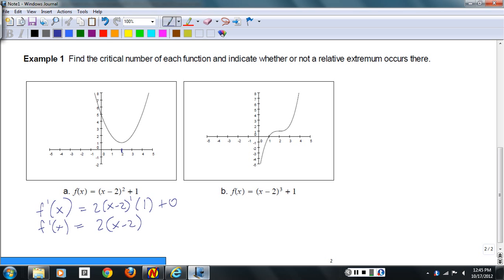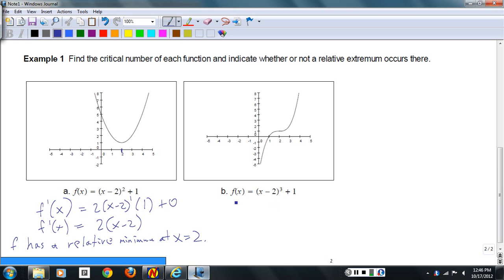Does it look like a relative extremum occurs there? Is it a point at the top of a hill or the bottom of a valley? Yes. Bottom of the valley, it looks like f has a relative minimum at x equals 2. I'm just getting that visually. There's a test for relative minimum, relative maximum that we'll look at in a little bit called the first derivative test. Not applying that, I'm just kind of looking at the picture and making that statement.